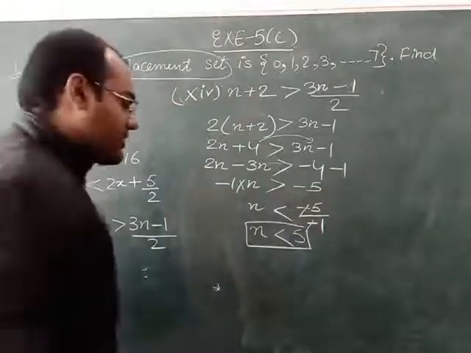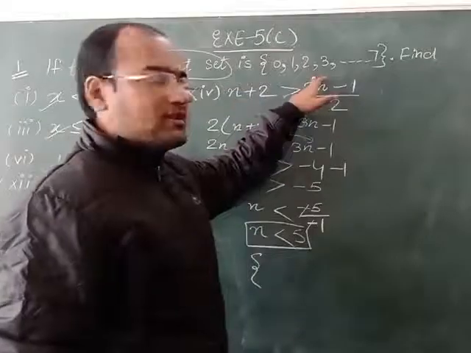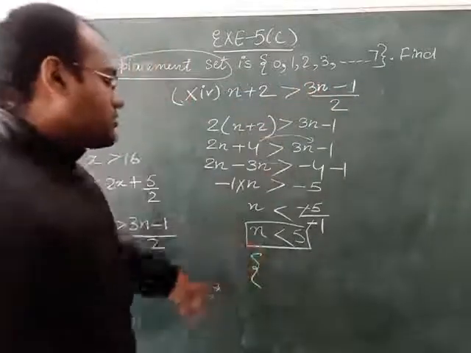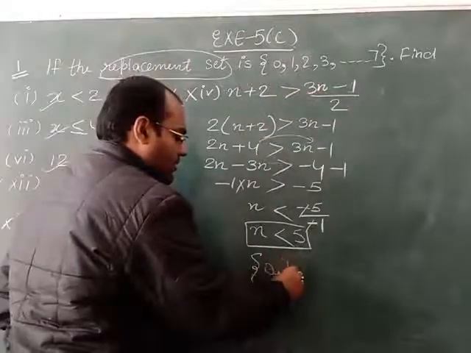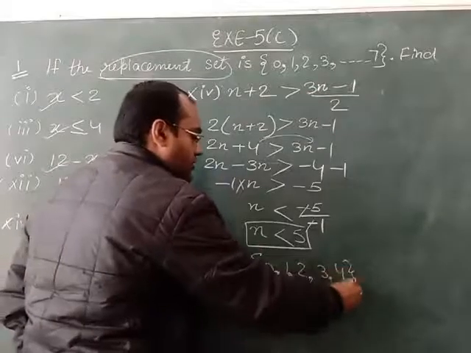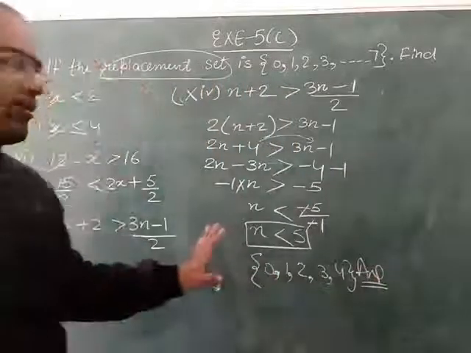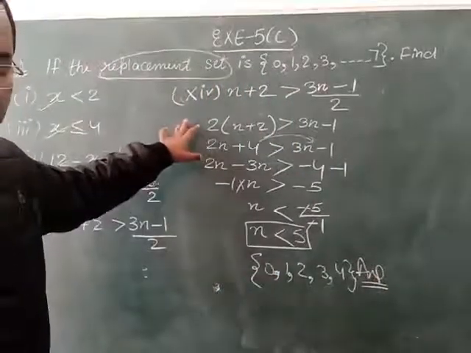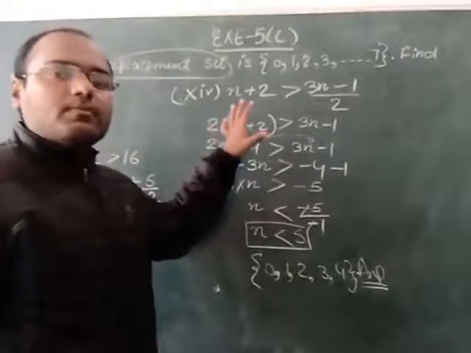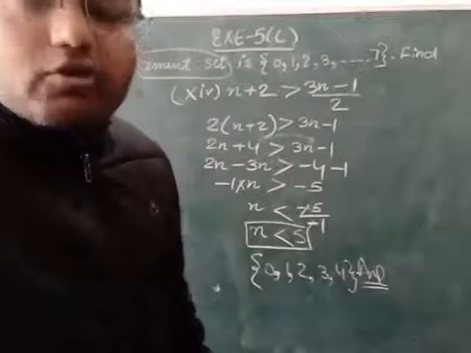And for n less than 5, we have to search the answer from the replacement set. The replacement set is this. Less than 5 we have to write. So 0, 1, 2, 3 and 4. These are the solution set of this part number 14. So like this you have to do question number first, all the remaining parts. Now come to question number second.